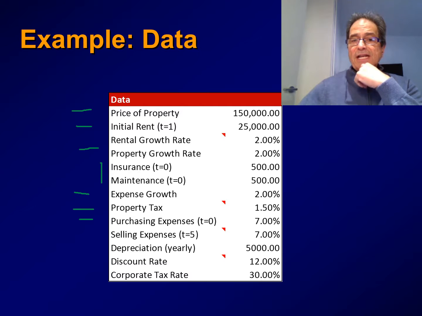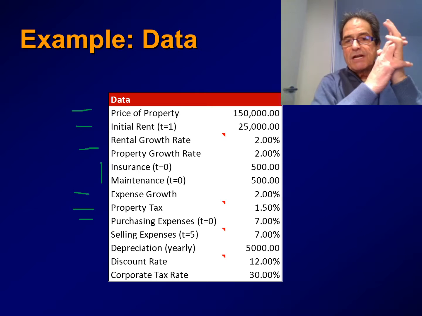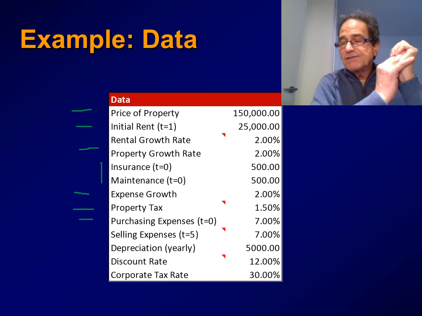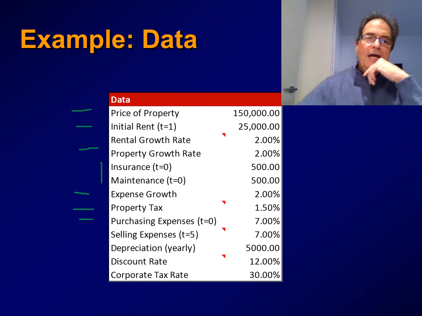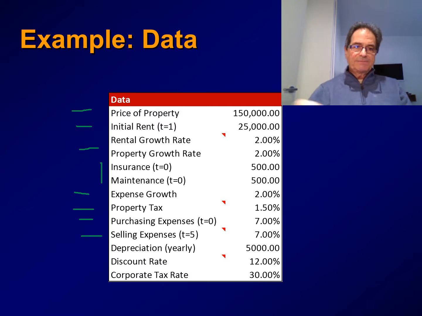We pay purchasing expenses. When we buy the property at the beginning, we have to pay purchasing expenses equivalent to 7% of the value of the property. And when we sell the property at the end of 5 years, we have to also pay 7% on the value of the property as selling expenses. Depreciation will be $5,000 yearly, the discount rate 12%, and the corporate tax rate 30%.